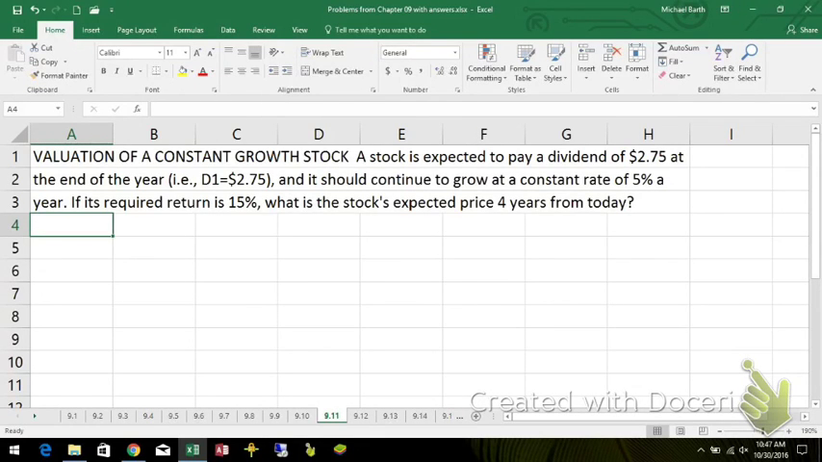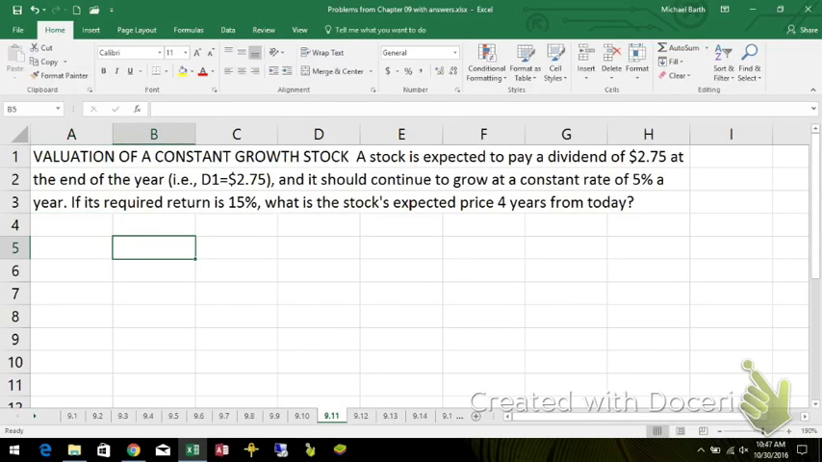This is problem 9.11 from Brigham and Houston, Fundamentals of Financial Management, Concise, 9th edition. And this is another constant growth rate stock valuation. We've got a stock expected to pay a dividend of $2.75 at the end of the year.